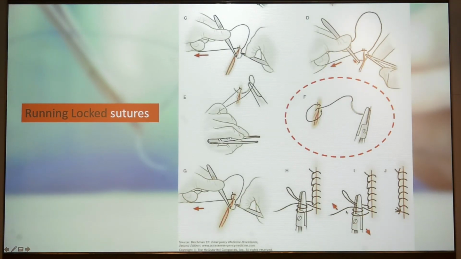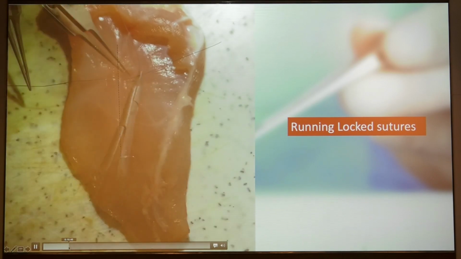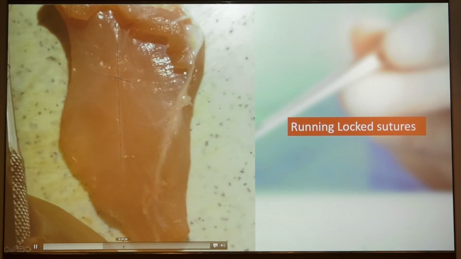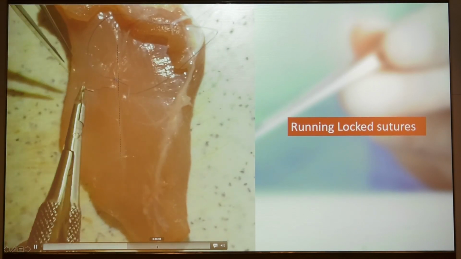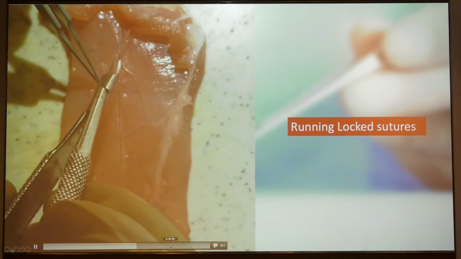So running locked sutures, it's just like a continuous, but in this, the needle is passed through the loop as well. So here you can see it is pulled through and it is passed through the loop.